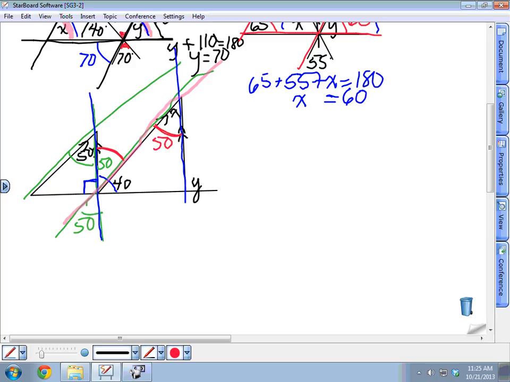And 50 and 40, so now we know this one must be a right angle. We also know that y must be a right angle, because remember, we can't use the sum of the angles of a triangle because we haven't learned that theorem yet. But if you look at these two parallel lines and you know that this one's a right angle here, this corresponds to y. So that's why y is equal to 90 also.